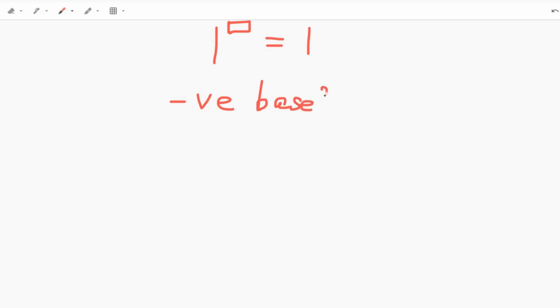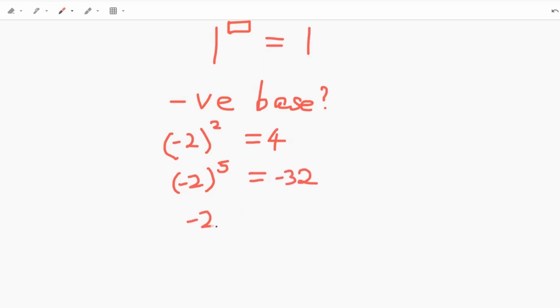What if we have a negative base? Well, we would know certain values, such as negative 2 squared is 4, and negative 2 to the power 5 is negative 32. However, when the exponent is not an integer, such as negative 2 to the power of a half, that would be equivalent to the square root of negative 2, which is obviously an imaginary number.